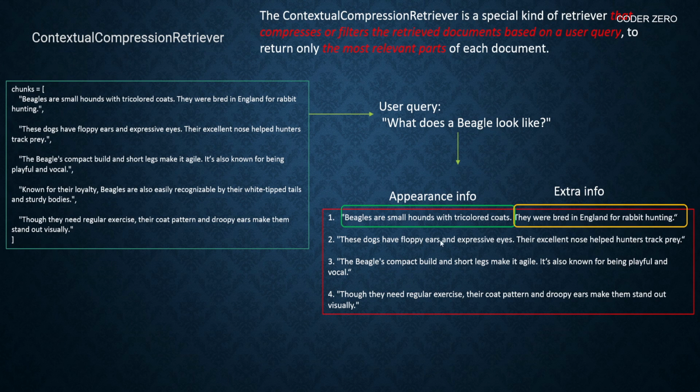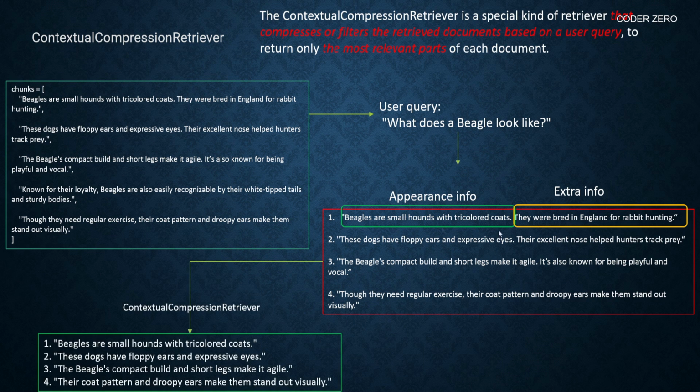Similarly, we have here, this is appearance info and this is extra info. So when we use contextual compression retriever, it compresses or filters out this extra info. So from these kind of results, we'll be having this. So beagles are small hounds with tricolor coats. So we are keeping only the information that is relevant to appearance.